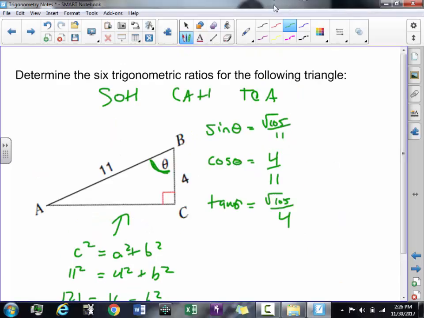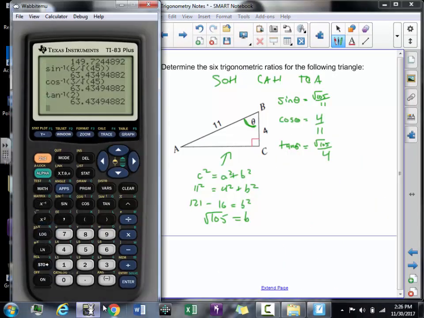One of the things that I showed you at the end of last day is that if you want to solve for that angle, you could use any of these. All 3 should work. If I were to inverse sine root 105 over 11, I should get an angle of 68 degrees and change. But I didn't have to just use sine. I could have used cosine. If I inverse cosine 4 over 11, I get the exact same answer.